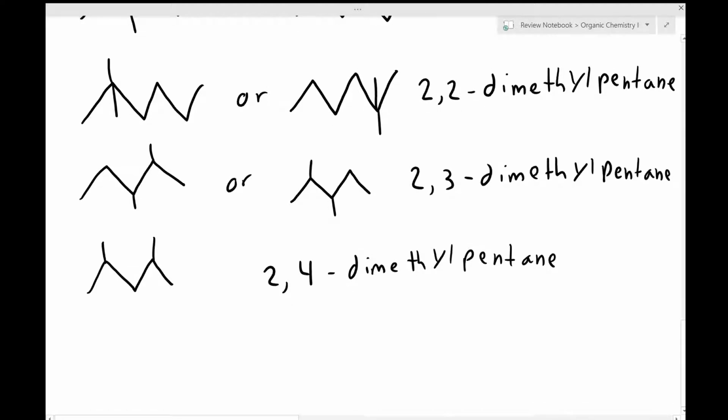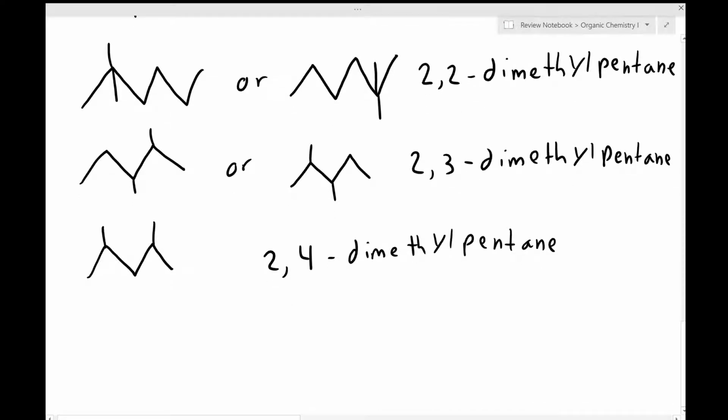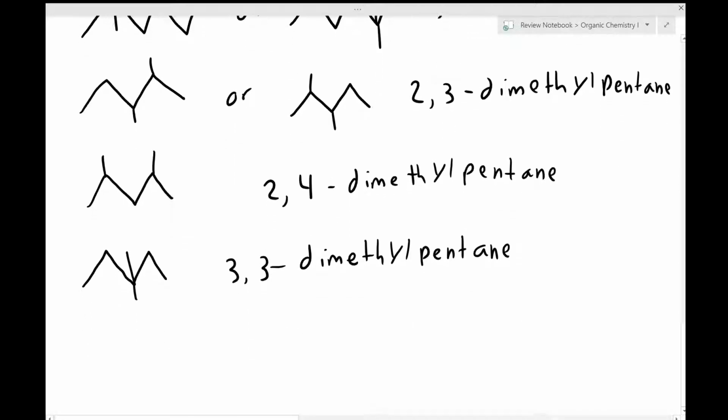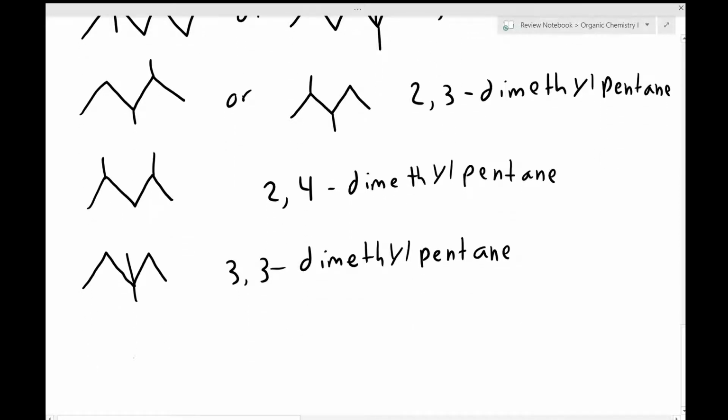We got 2 more for the pentane. 2 of them can be on the 3 carbon. 1, 2, 3, 4, 5, 6, 7. 3,3-dimethylpentane. And 3-ethylpentane.